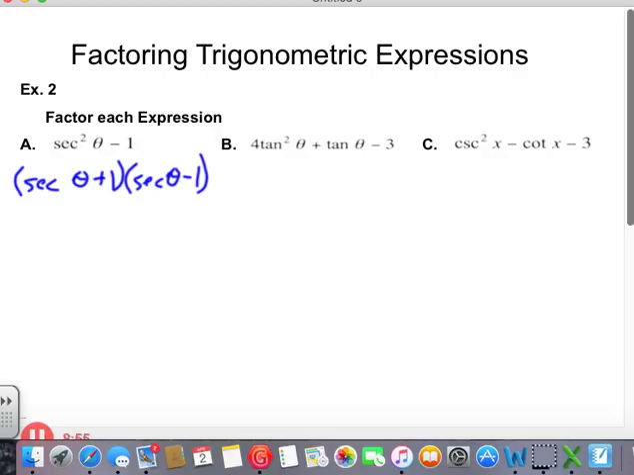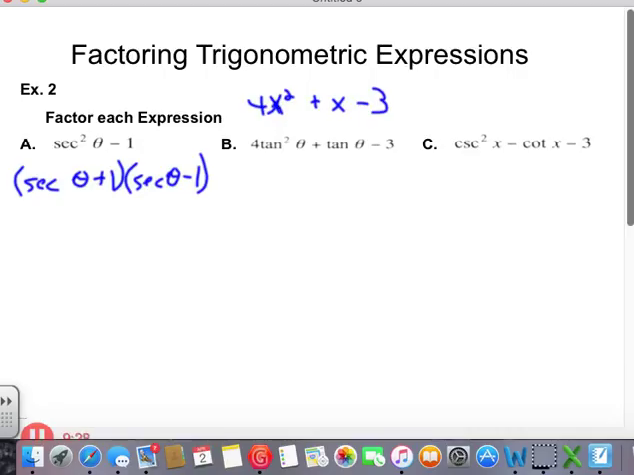All right, so right here we've got 4 tangent squared theta plus tangent theta minus 3. So notice we're squaring tangent theta right here, and right here it's just tangent theta. So tangent theta is like our x, right? Normally we would have x squared and x right there. So instead of doing everything with x's, our x's are just becoming tangent thetas. So if this was 4x squared plus x minus 3, we would know how to factor that, right? So now those x's are just tangent thetas.